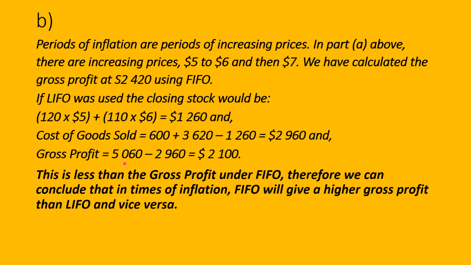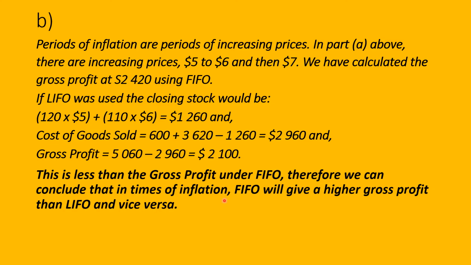Our sales would remain the same at 5060. I minus the cost of goods sold here. We would get a gross profit of 2100 compared to the gross profit that we got for FIFO. So this is less than gross profit under FIFO. Therefore, we can conclude that in times of inflation, FIFO will give a higher gross profit than LIFO and vice versa.